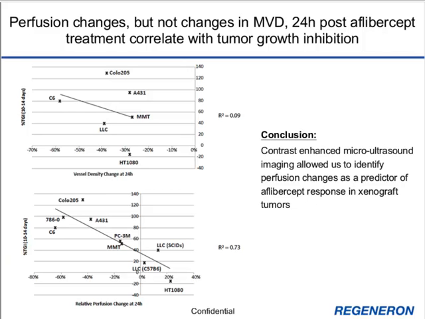However, the correlation between the long-term tumor growth inhibition and microvessel density shown in the top graph was pretty poor, with an R-square value of 0.09. So taken together, the data I showed you indicate that early changes in perfusion of aflibercept-treated tumors is predictive of long-term tumor growth inhibition in a variety of preclinical tumor models tested.